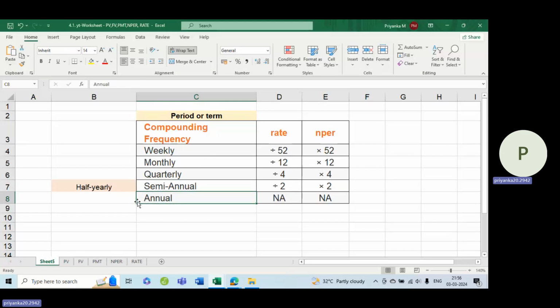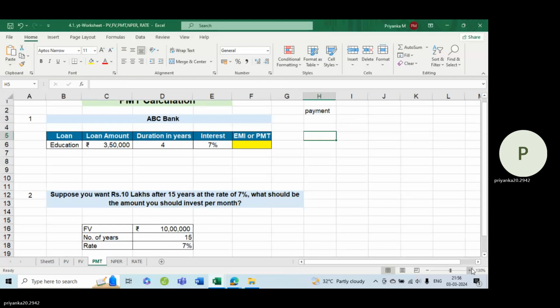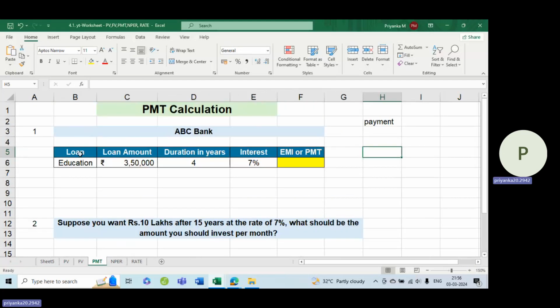Okay. Now let us go to the payment function. In the payment function, let us say a person is taking an education loan from a bank, ABC Bank. The loan amount he's borrowed is 3,50,000, the duration is 4 years and the interest is 7%. Now I have to calculate the EMI, which is also called payment. That is what you have to understand. So we have to calculate the monthly installment he is going to pay.